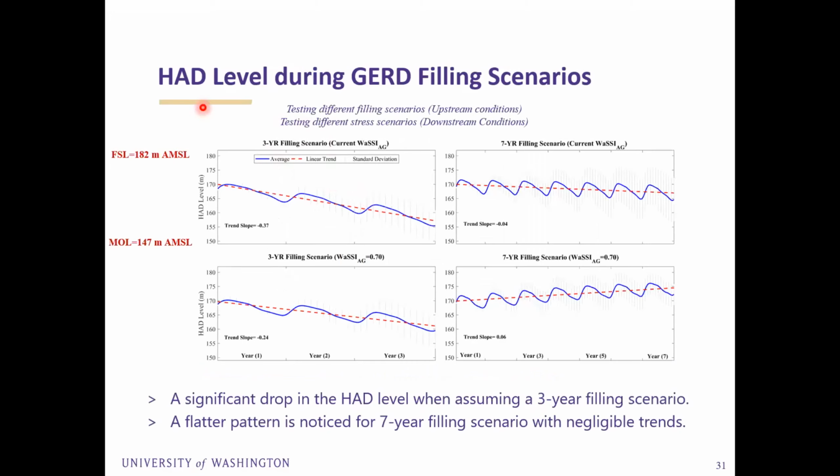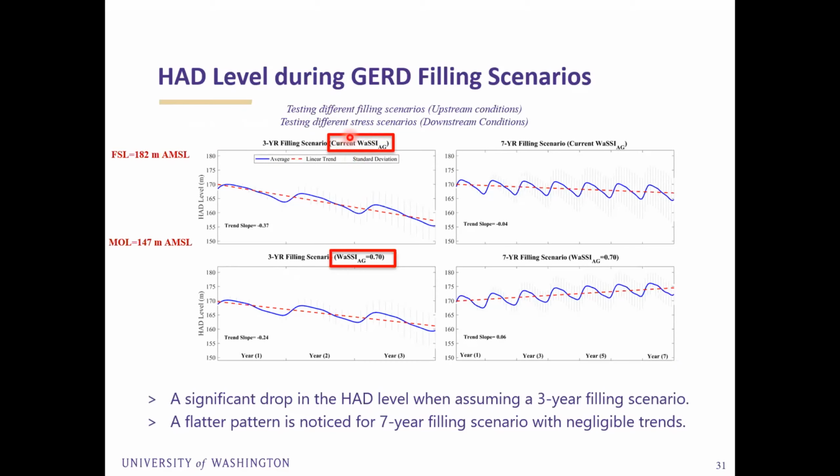So again, here I'm testing different scenarios for the High Aswan Dam level during the GERD filling scenario. And I will show here only two scenarios: the three-year filling scenario as an example of the fast filling approach, and the seven-year filling scenario, which is a kind of slow filling scenario. I will also show two scenarios in terms of stress. So I will follow the stress that I just estimated from the CBAL approach or the WASI.